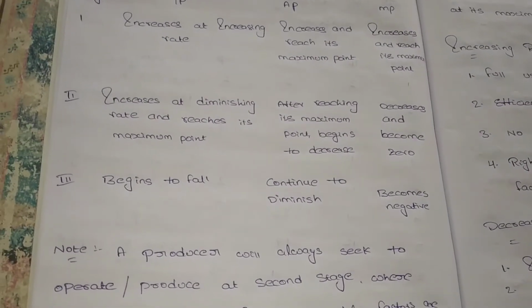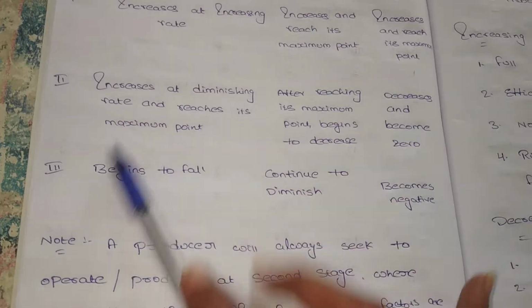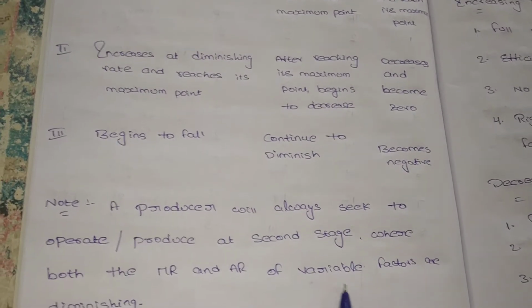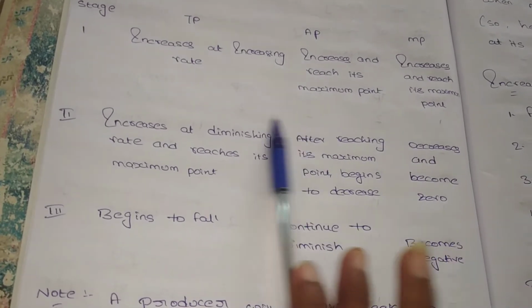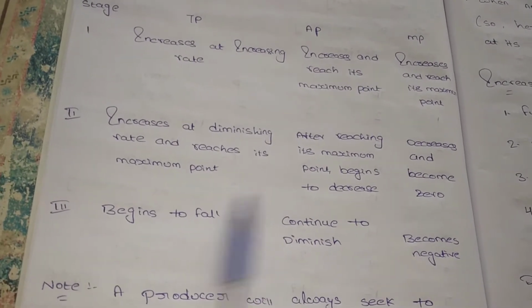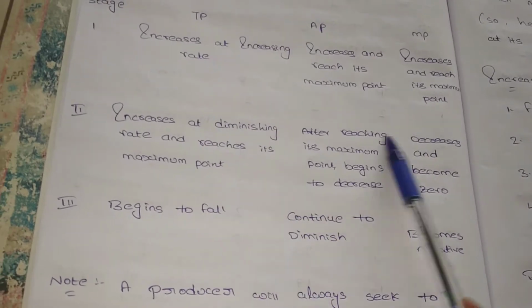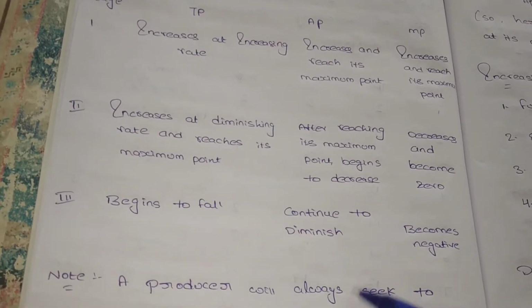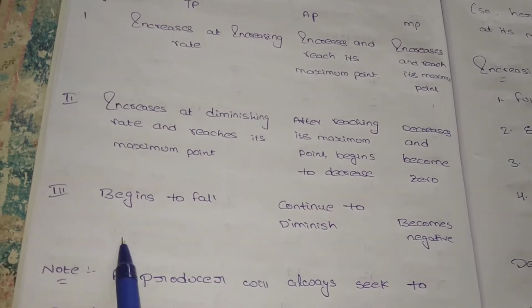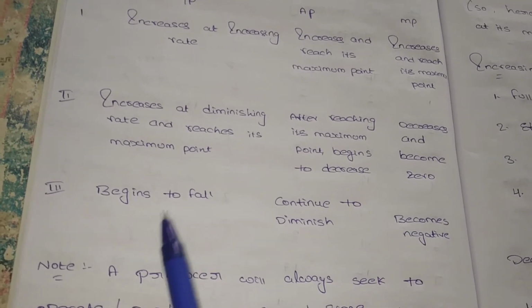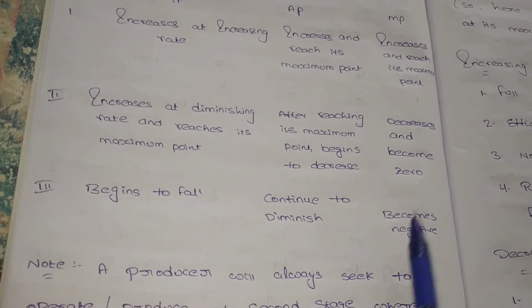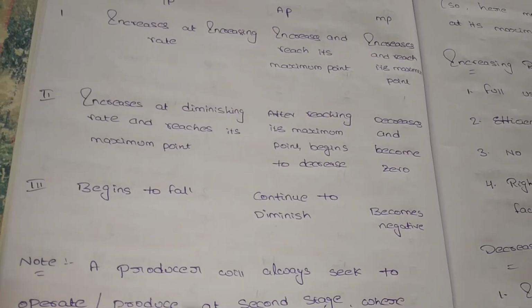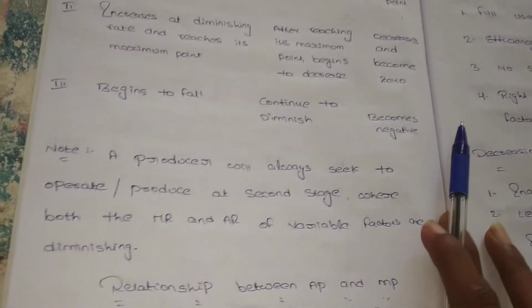The producer will produce at this second stage only, where both the MP and AP of the variable factors are diminishing. In the second stage, both are decreasing, yet the producer cannot produce in the third stage. The first stage is very good, but we have to produce up to the second stage only. The producer is unable to produce in the third stage because the total product is declining, the average product continues diminishing, and marginal product becomes negative. In this stage, no producer can produce their goods.